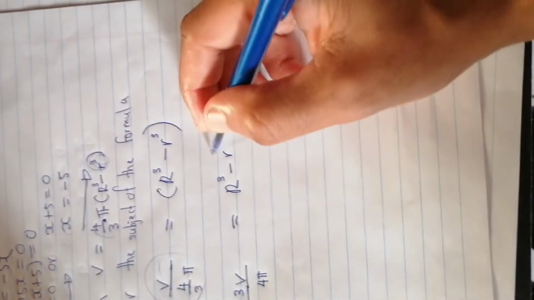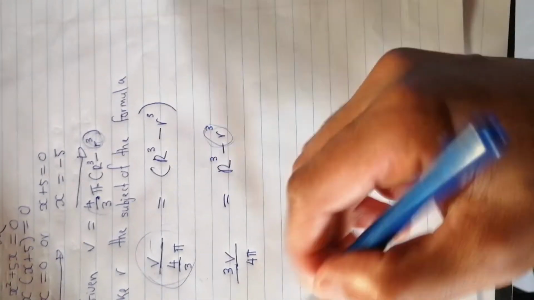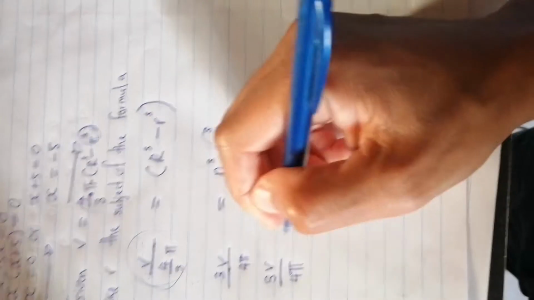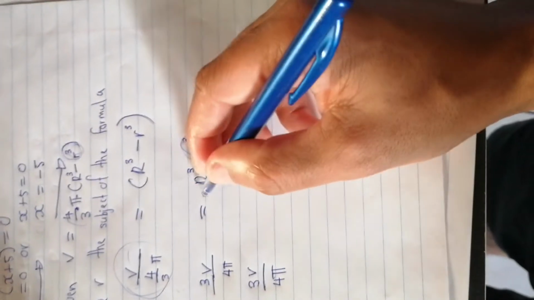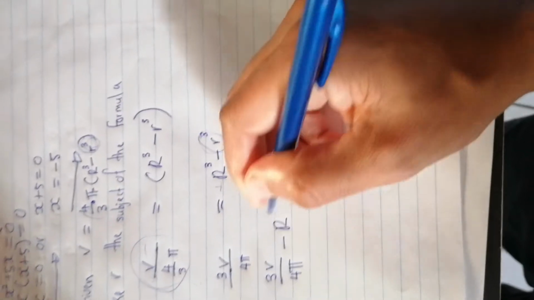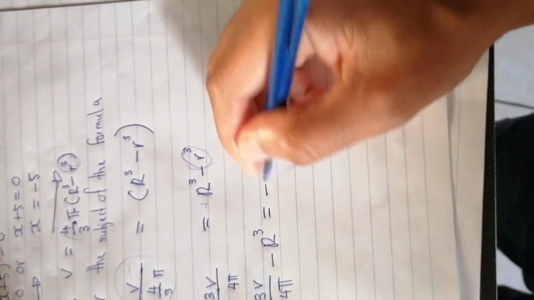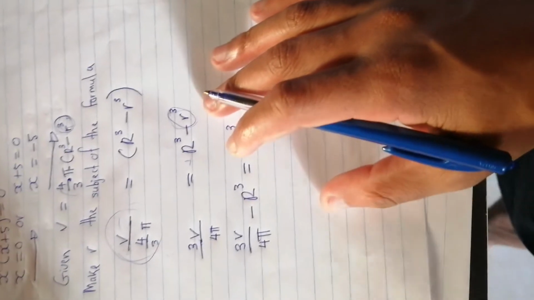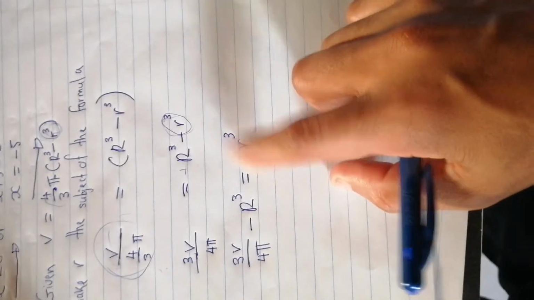Then our aim is to get this, so we have to take that over, and this has a positive in front of it, so if you take it over, it becomes negative. Then you're left with negative r to the power 3. Okay. So what we can do now is make this positive. How do you make this positive?